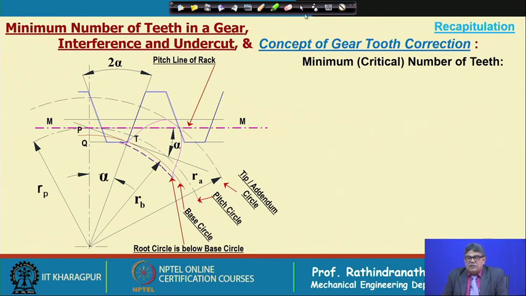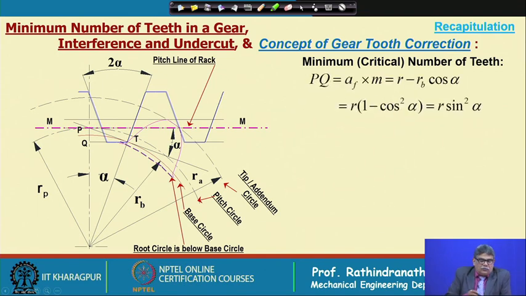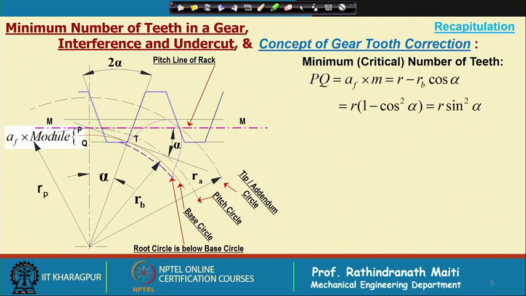So, first of all we will consider what is the minimum critical number of teeth. Now, to find that out, let us consider this is the pitch line of a basic rack, but not the cutter, this is not the cutter, basic rack. So, if we allow this to mate with a gear, the point where it can mate, that is first mating, might be the tangent of the line of action with the base circle of the mating gear.